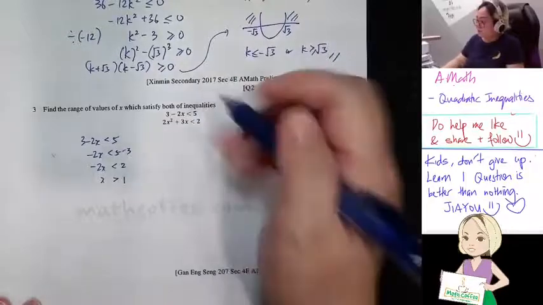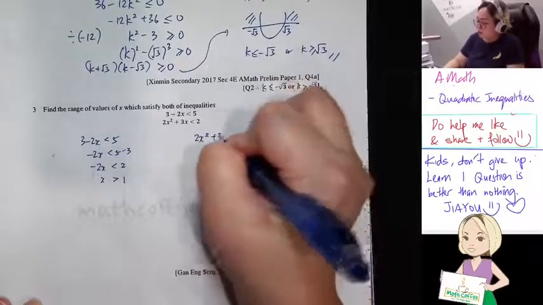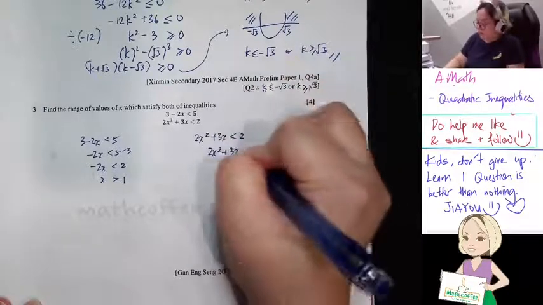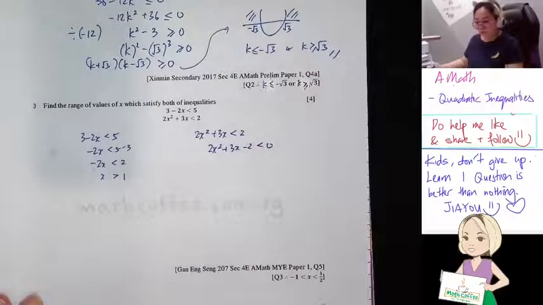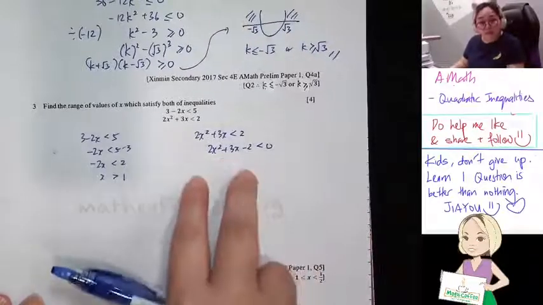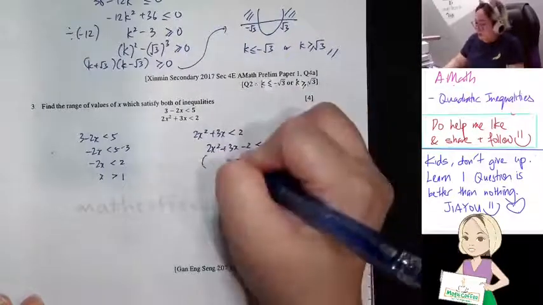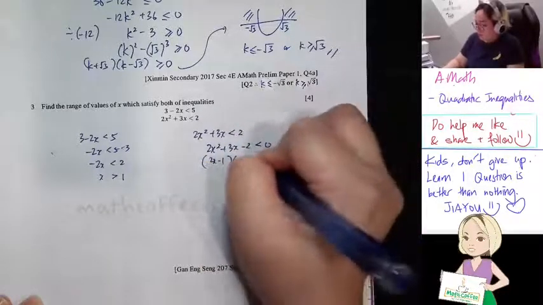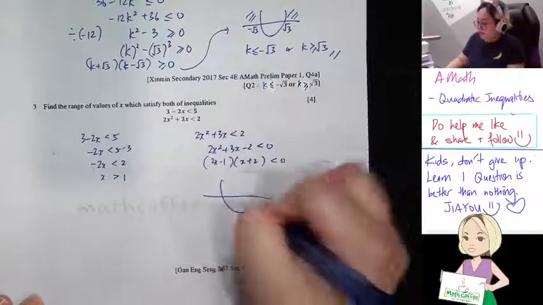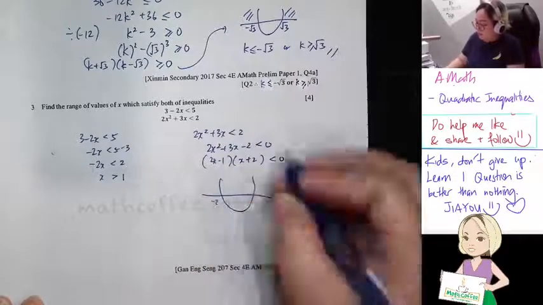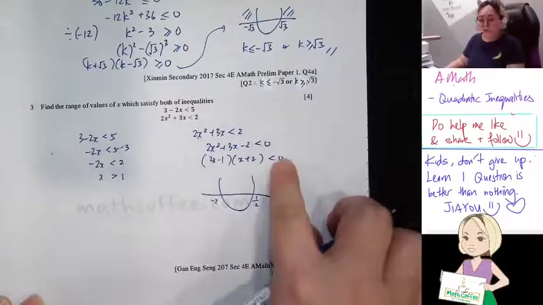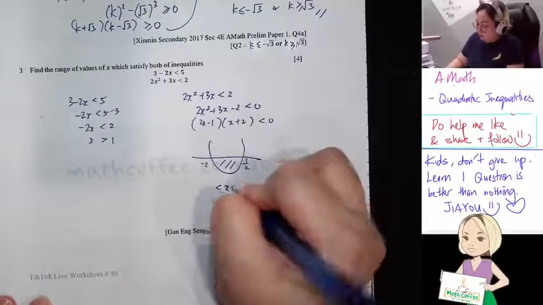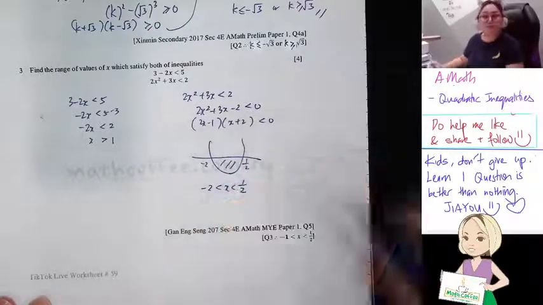Now we have a second range, which is 2x squared plus 3x less than 2. So we have 2x squared plus 3x minus 2 less than 0. So again, this is happy face. You need to factorize. Factorize, you will get 2x minus 1, you have x plus 2. So draw the diagram. I will have negative 2 and I will have half. So less than 0 means you shade the in-between. So I have my x is between minus 2 and half.